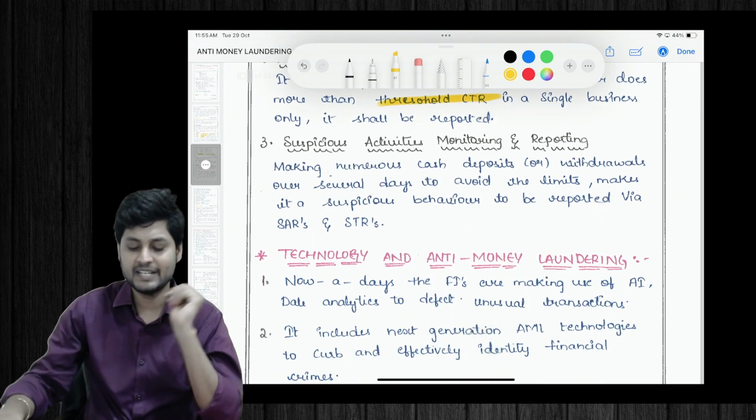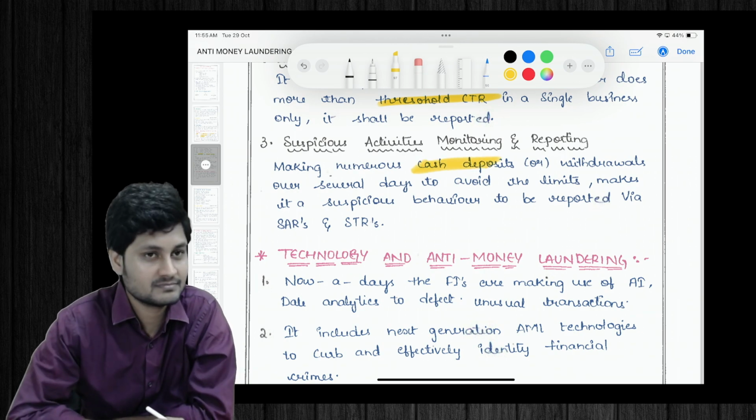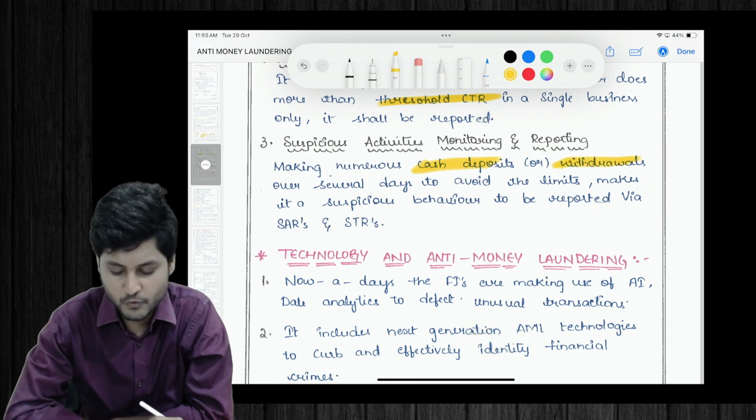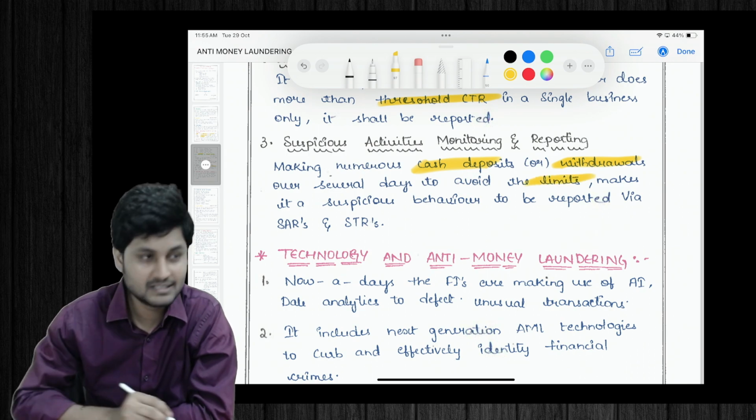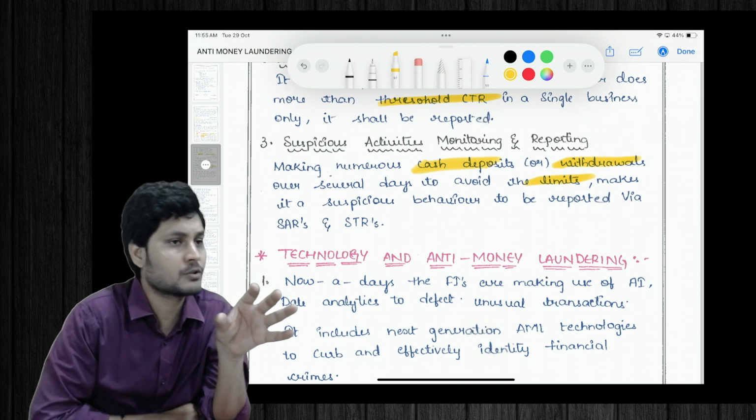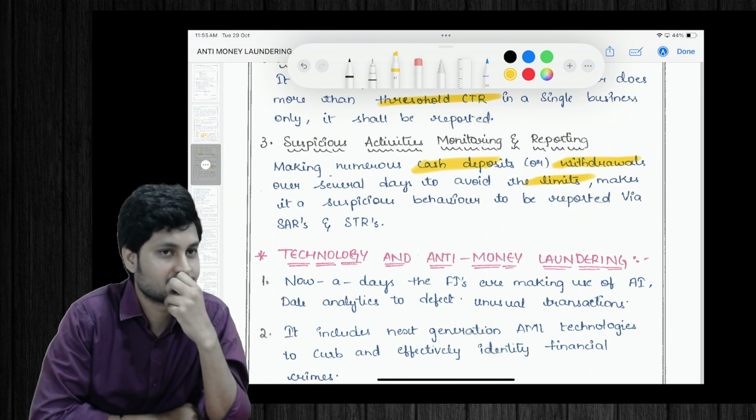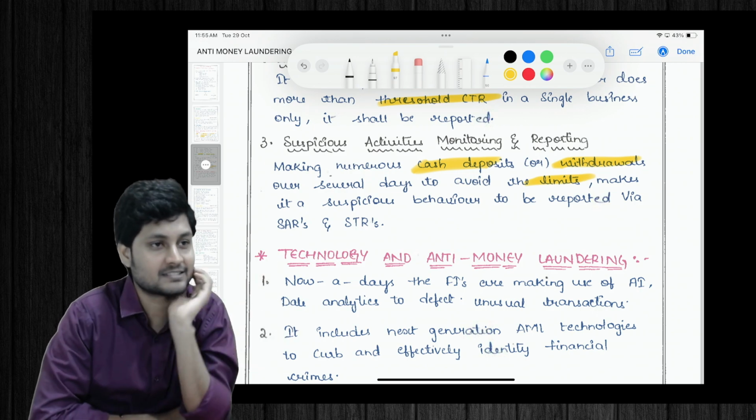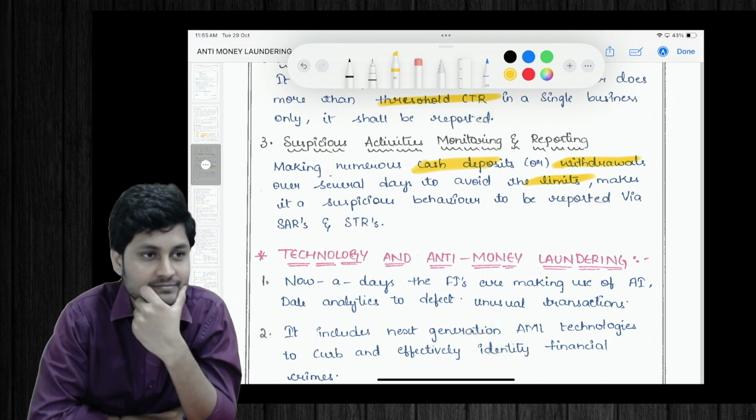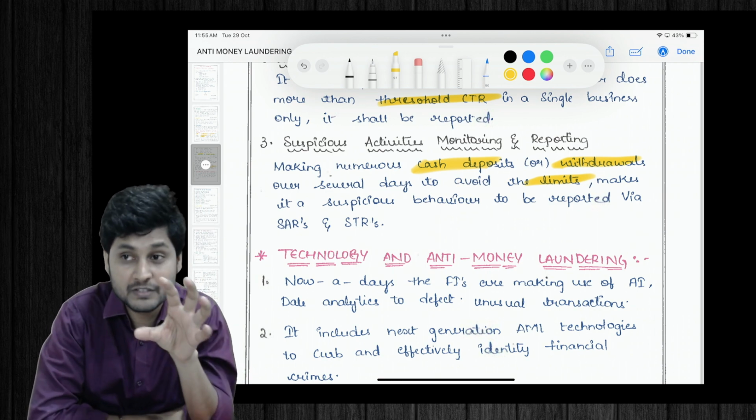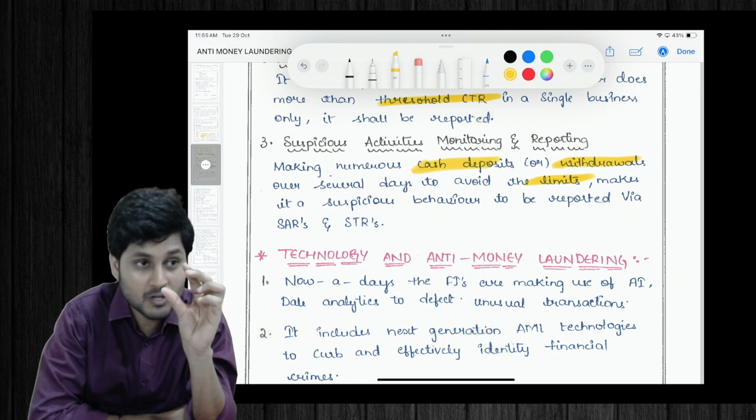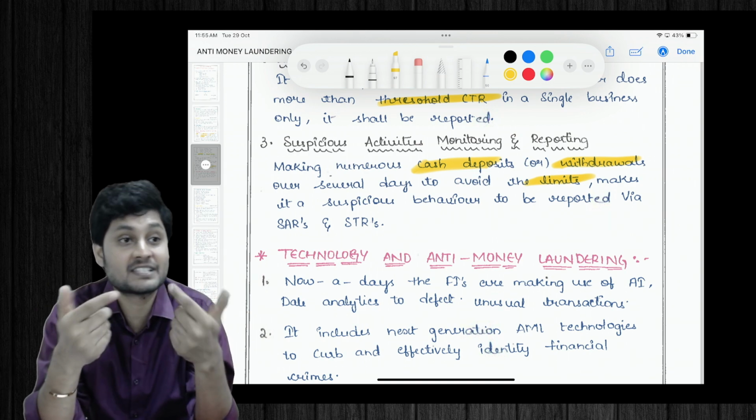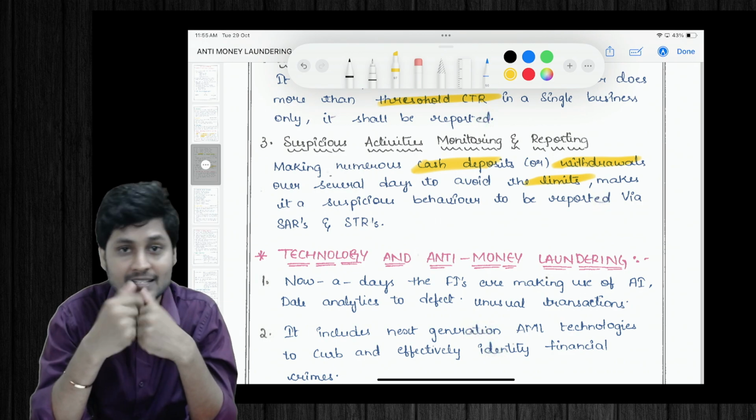What I can see, making numerous cash deposits. Continuously you are making cash deposits and withdrawals over several days to avoid the limits. See, at a time you are not supposed to withdraw 50 lakhs. But what you are trying to do, 50,000 every day you are withdrawing for a period of 100 days. Finally, you are withdrawing 50 lakhs, right? At a time you are not withdrawing, but every time you are withdrawing some small amounts and put together it is becoming large. So these are suspicious activities.